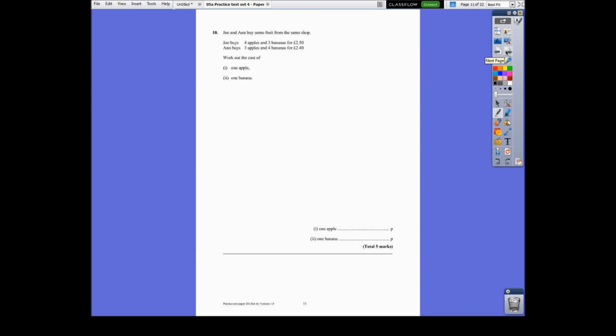Question 10. Joe and Anne buy some fruit from the same shop. Joe buys 4 apples and 3 bananas for £2.50. Anne buys 3 apples and 4 bananas for £2.40. Work out the cost of an apple and a banana. Okay, so if we set up some simultaneous equations for this, the first one would be 4a plus 3b equals, I'm going to put it as 250, so it's in pence. And then the second one would be 3a add 4b equals 240.